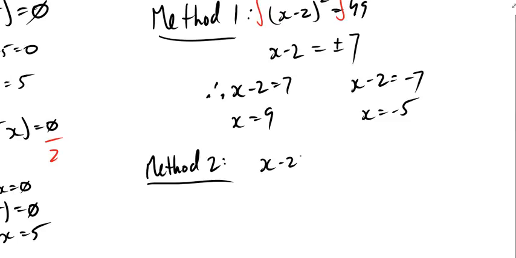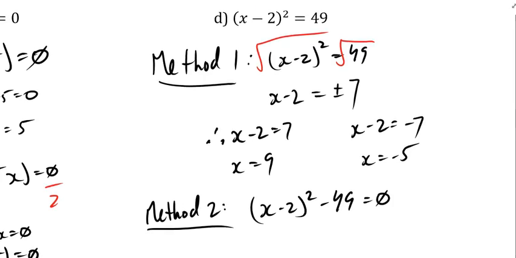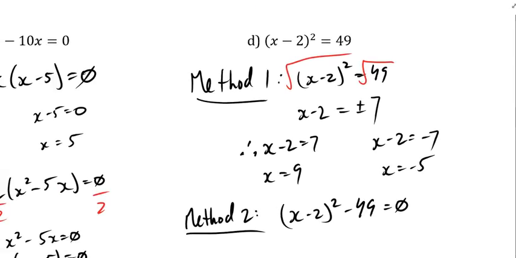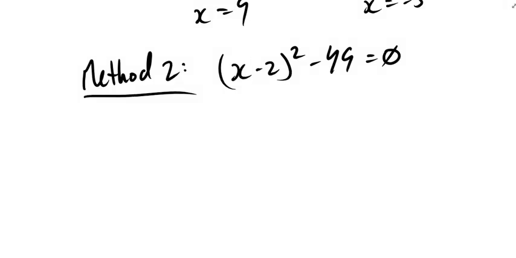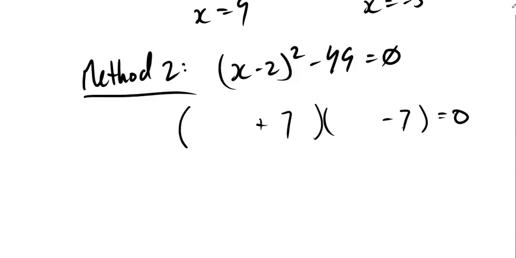What if this was written this way? So either method 2 is I move the 49 over. Okay, so subtract 49 equals 0. Or what if the question was given this way? This is like one of those tricky difference of squares questions from the previous unit, right? So what would that be? It would be something plus something, something minus something equals 0. Square root of the second thing is 7. Square root of the first thing, again, is x minus 2, x minus 2.